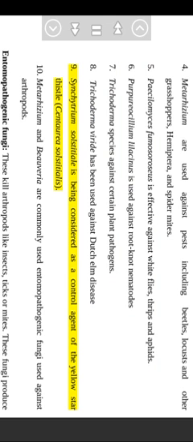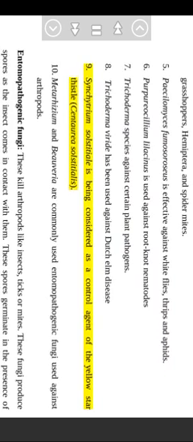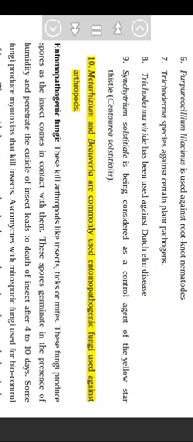9. Synchytrium solstitiale is being considered as a control agent of the yellow star thistle, Centaurea solstitialis. 10. Metarhizium and Beauveria are commonly used entomopathogenic fungi against arthropods. Entomopathogenic fungi kill arthropods like insects, ticks or mites.